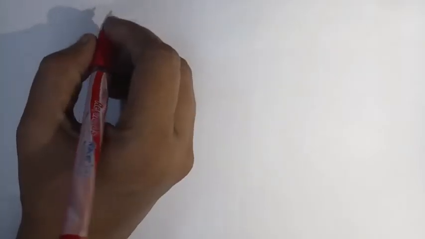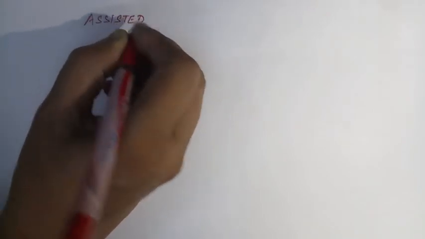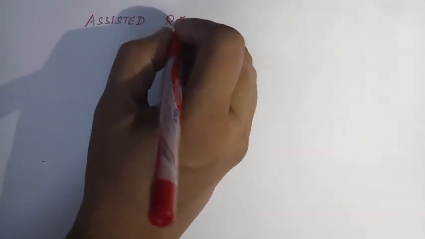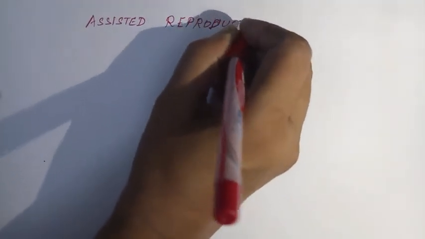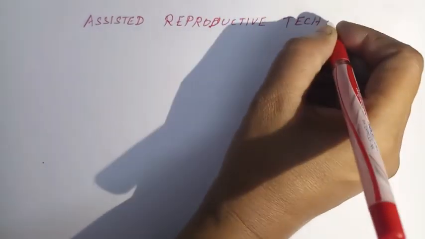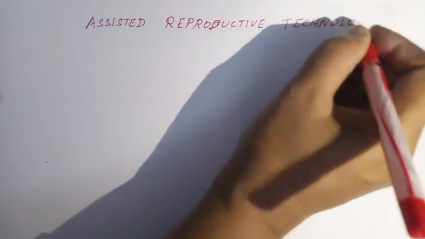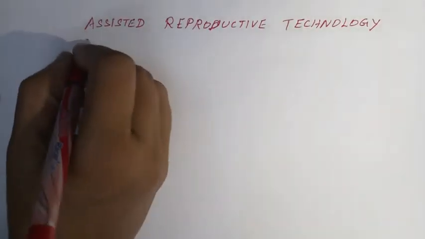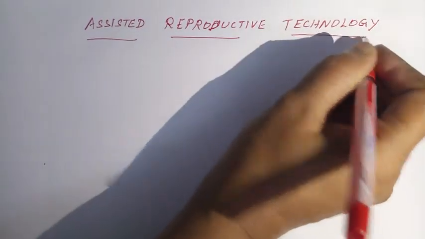Today I am going to discuss the topic Assisted Reproductive Technology, which is given in the third lesson of Biozoology book under SCRT syllabus. This is the topic which I am going to discuss now.